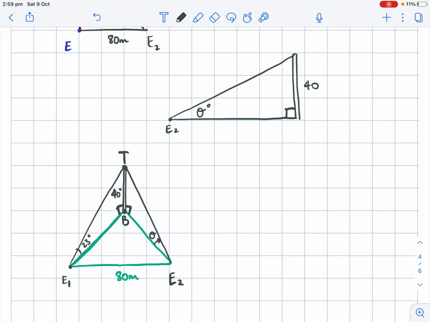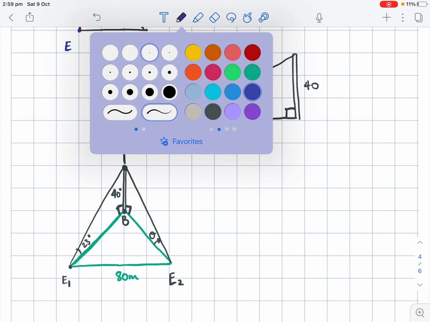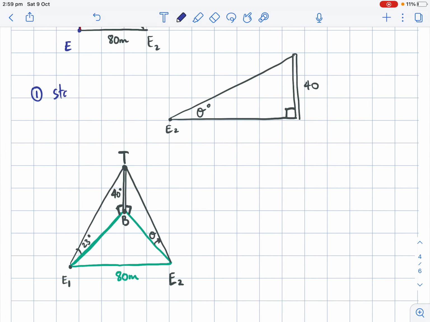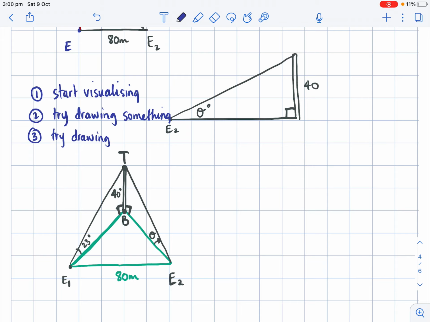And now let's turn this three-dimensional diagram into 2-dimensional pictures. So we're working in 3 dimensions here, but we've got a 2-dimensional piece of paper. That can be really tricky. So hints. Remember I talked about notation. So 1, start visualizing. 2, try drawing it. And then 3, try drawing from different angles.